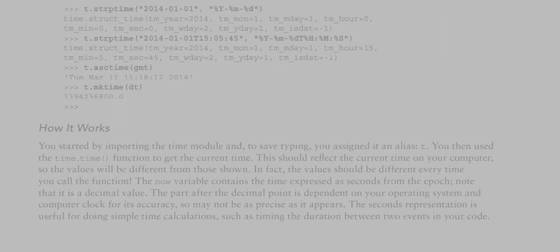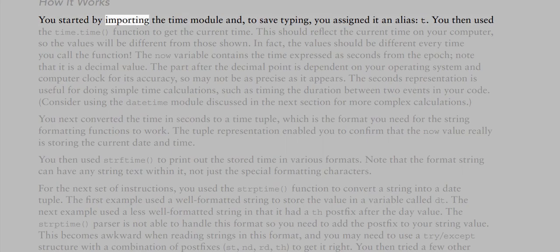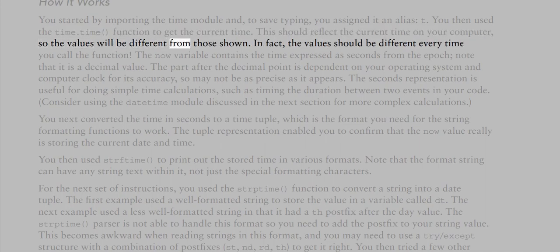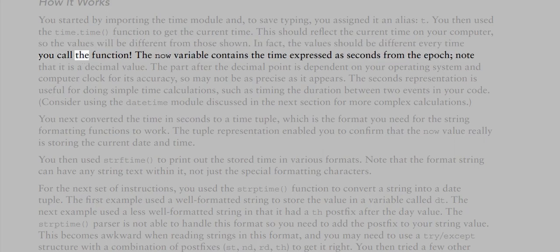How it works. You started by importing the time module and, to save typing, you assigned it an alias. You then used the time.time function to get the current time. This should reflect the current time on your computer, so the values will be different from those shown. In fact, the values should be different every time you call the function.